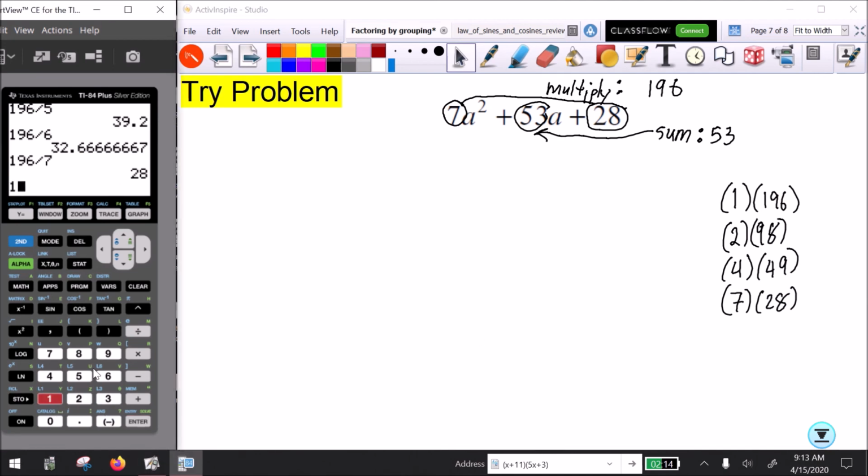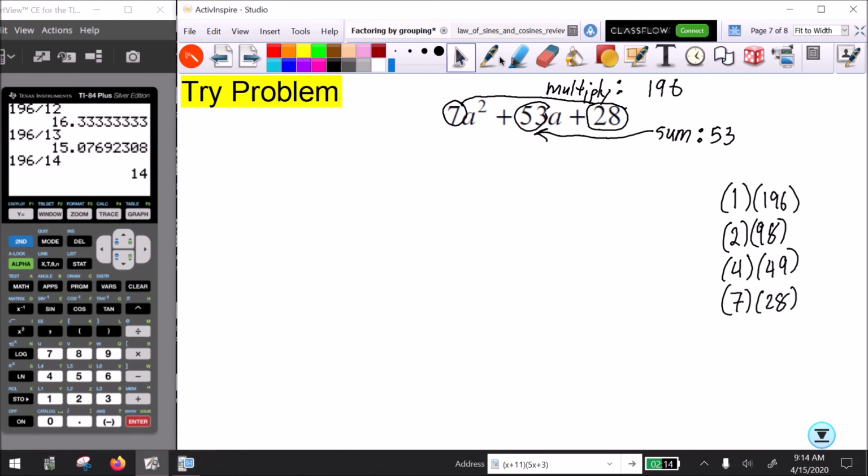196 divided by 8 doesn't go into it evenly. 196 divided by 9 doesn't go into it evenly. 196 divided by 10 doesn't go into it evenly. 196 divided by 11, nope. 196 divided by 12, nope. 196 divided by 13, no. 196 divided by 14 is 14.